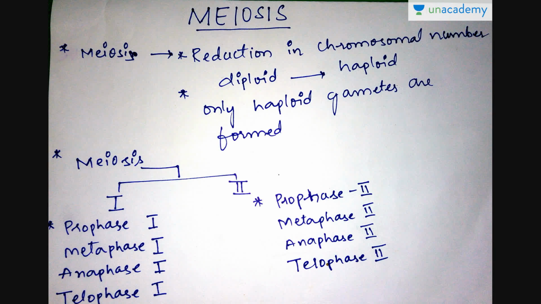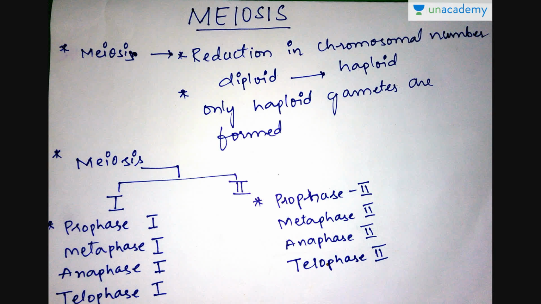So, in meiosis, reduction in chromosomal number takes place. The number of chromosomes is reduced in meiosis. If a cell has a diploid number of chromosomes, after meiosis it becomes haploid. So we can say that after meiosis only haploid gametes are formed, which include one set of chromosomes. Diploid includes two sets of chromosomes.